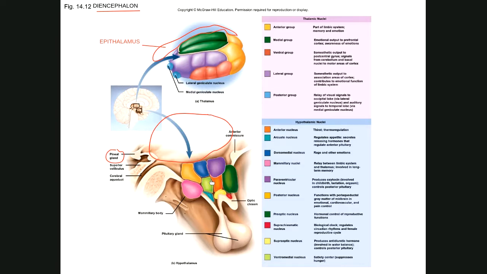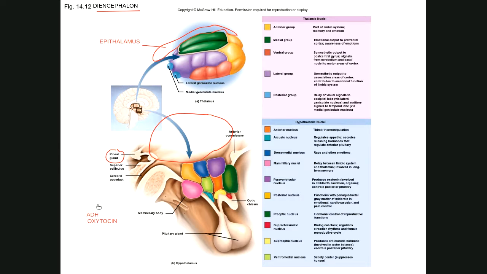One of them is called ADH. Let me type that down. ADH. Another hormone that it produces is called oxytocin. ADH and oxytocin. Now, ADH stands for antidiuretic hormone. What the hormone does is it helps your body conserve water by reabsorption of water at the kidneys.